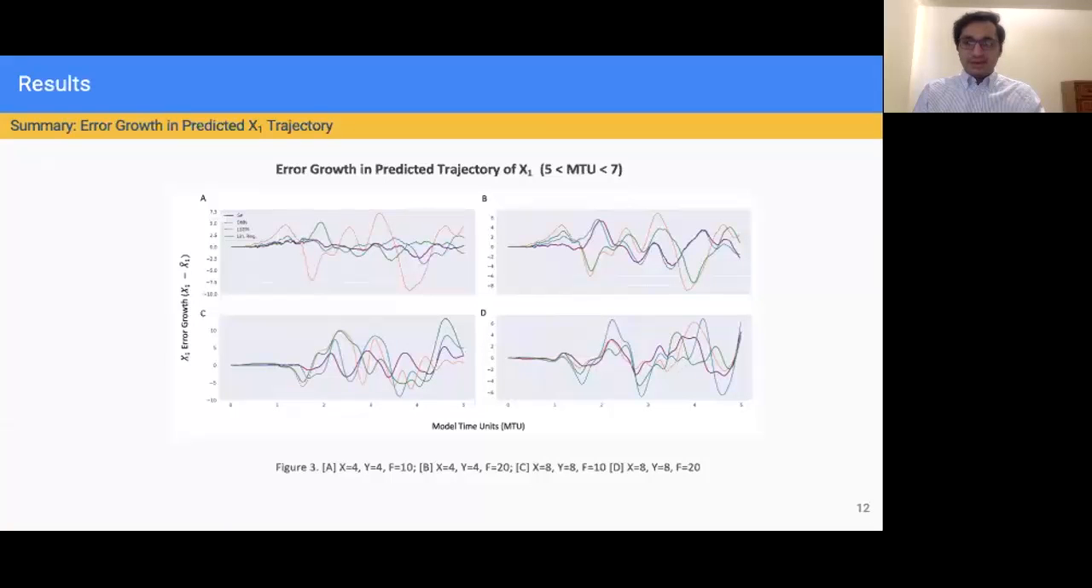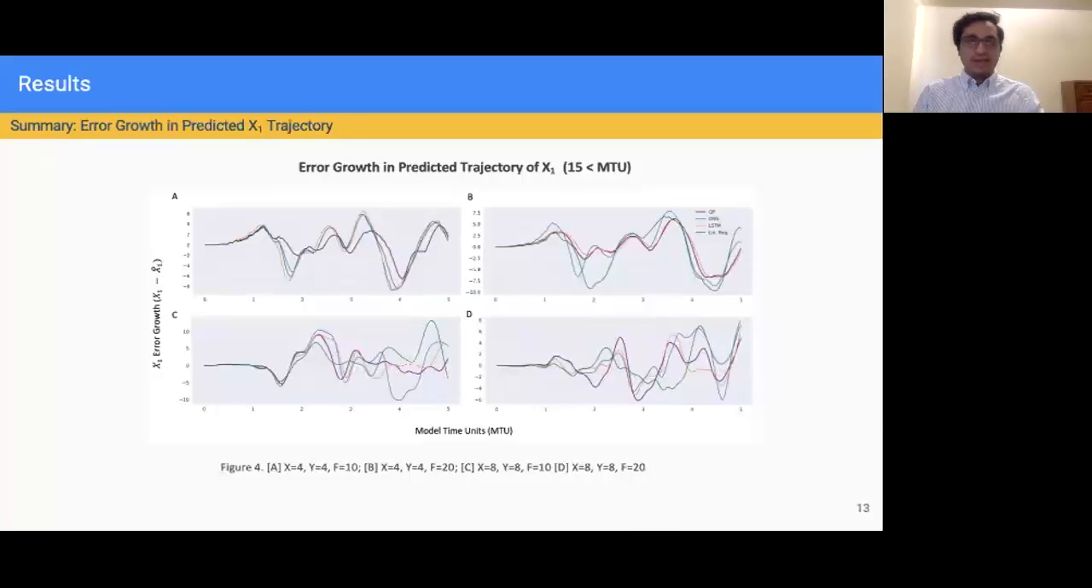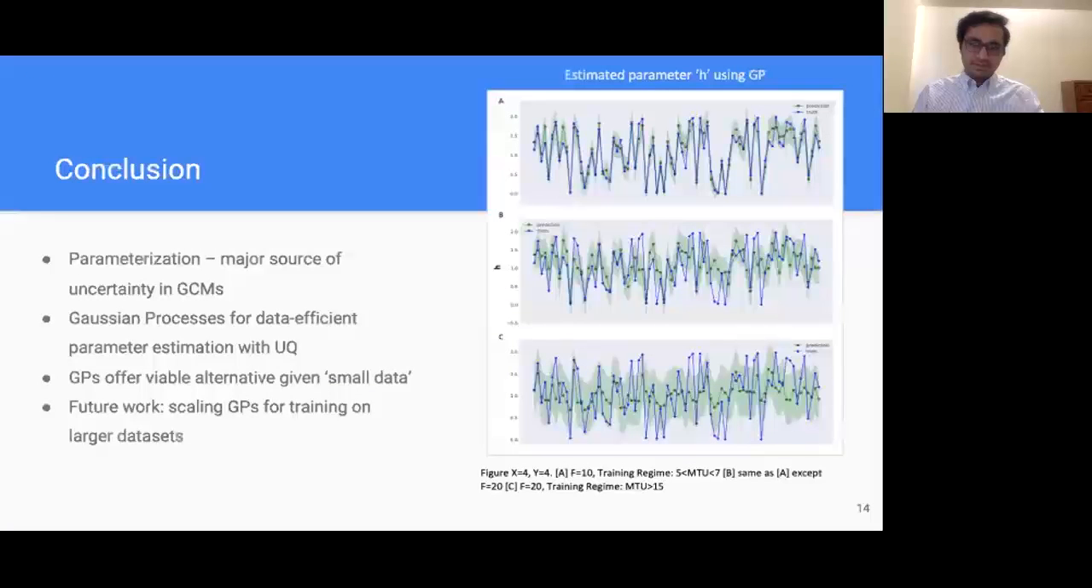We also calculate the error growth in the predicted trajectory of x, and similar to before, we observe that error growth for Gaussian processes is consistently lower in the less variable training regime, while it is higher for the more nonlinear training data. Lastly, the figure on the right side plots the estimated parameter h along with the confidence bound. We can see that uncertainty increases for higher forcing and nonlinear training regime, which aligns with our previous results. Overall, we can say that Gaussian processes tend to outperform other methods when the training regime is less nonlinear. However, it doesn't perform worse when the training regime is highly nonlinear.